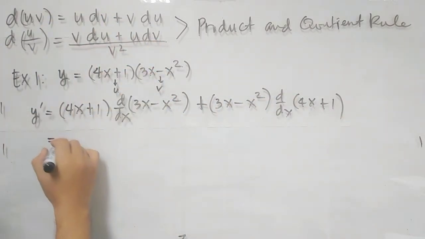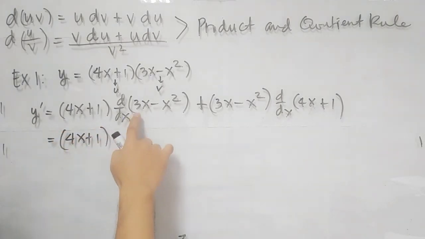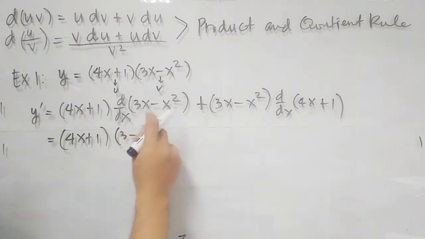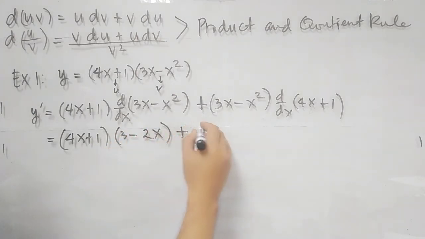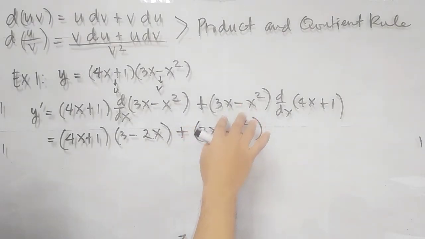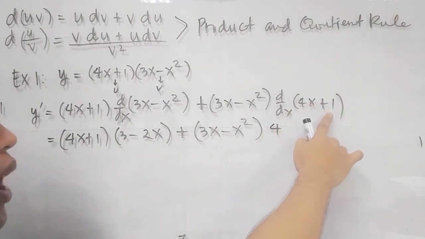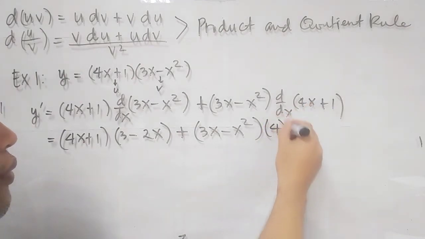Now, we solve its derivative. We have 4x plus 1, derivative of 3x, that is 3, minus the derivative of x squared, that is 2x, plus 3x minus x squared. We just copy this one, and then the derivative of 4x, that is 4. Derivative of 1 is 0, so we will write here 4.